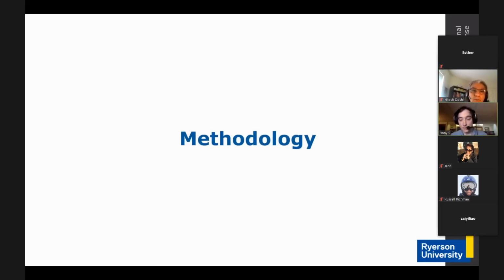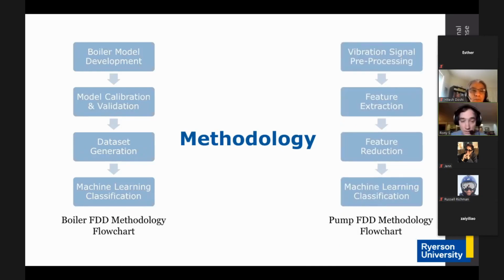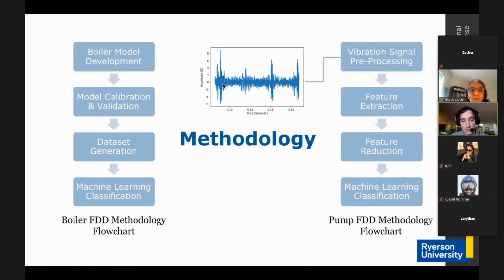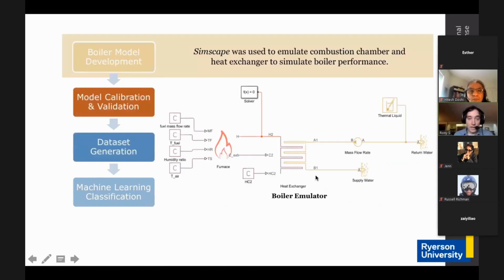So the methodology was split up into two themes. You may have noticed that we talk about the boiler and the pump, and so these are presented as two methodologies. Generally how it's going to work is that we're going to start with some sort of sensor output, such as the one depicted here, and we perform this methodology in order to provide a final result. What we have here is a machine learning classification output, and this is essentially the core of our fault detection. I'll go into a little bit more detail of what that means.